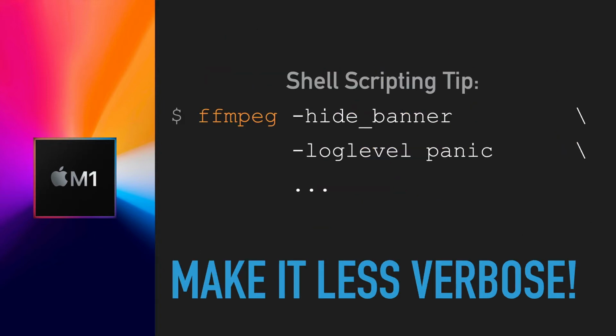I always recommend that whenever you automate FFmpeg in your shell scripts, use -hide_banner and -loglevel panic to reduce the verbosity so that your shell log or your script log is not cluttered with FFmpeg information.